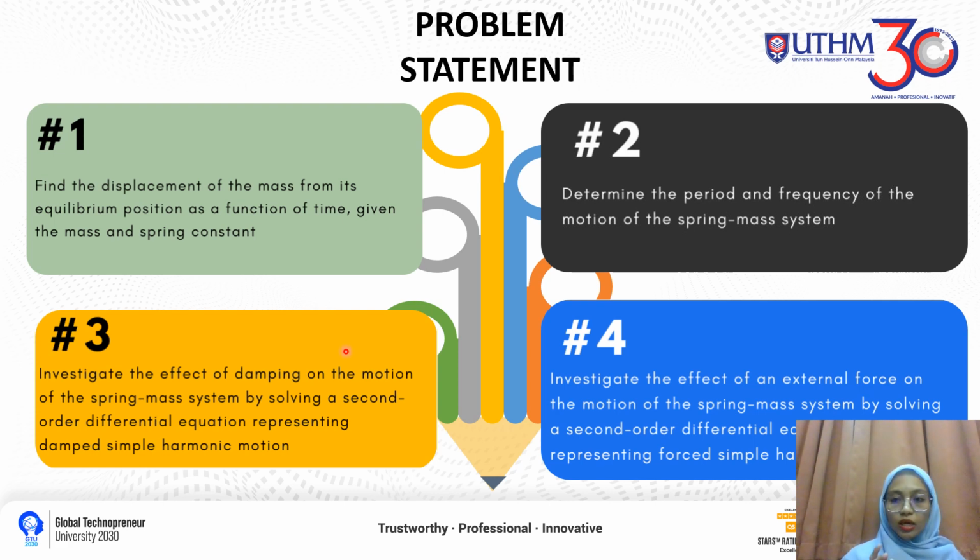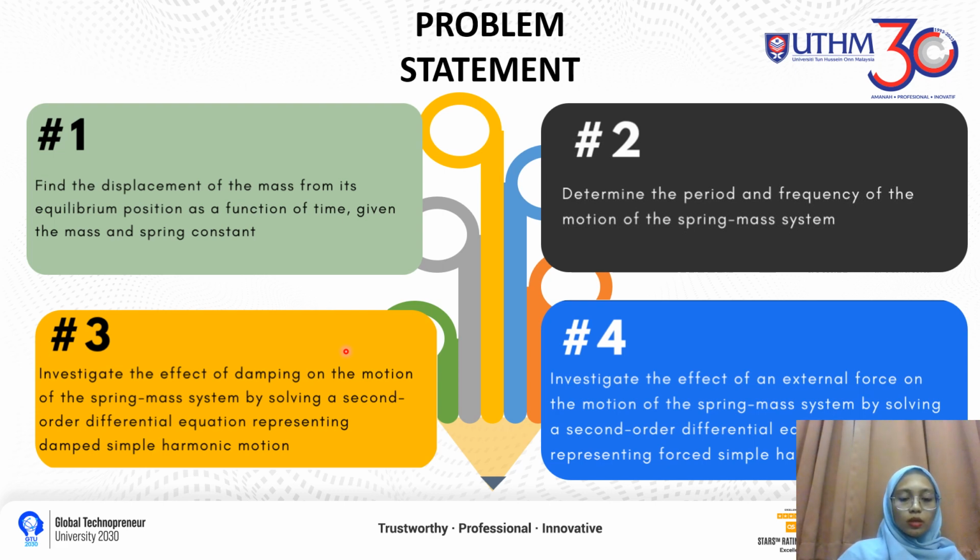The effect of an external force on the motion of the spring system is to cause the system to oscillate with a frequency that is different from the natural frequency of the system. The amplitude of the motion will depend on the frequency of the external force, and it will also depend on the damping ratio of the system.